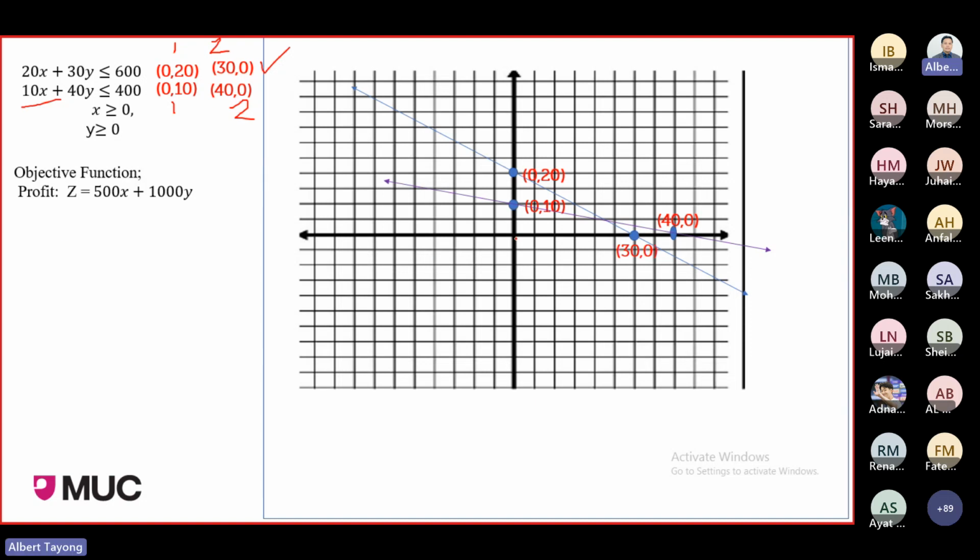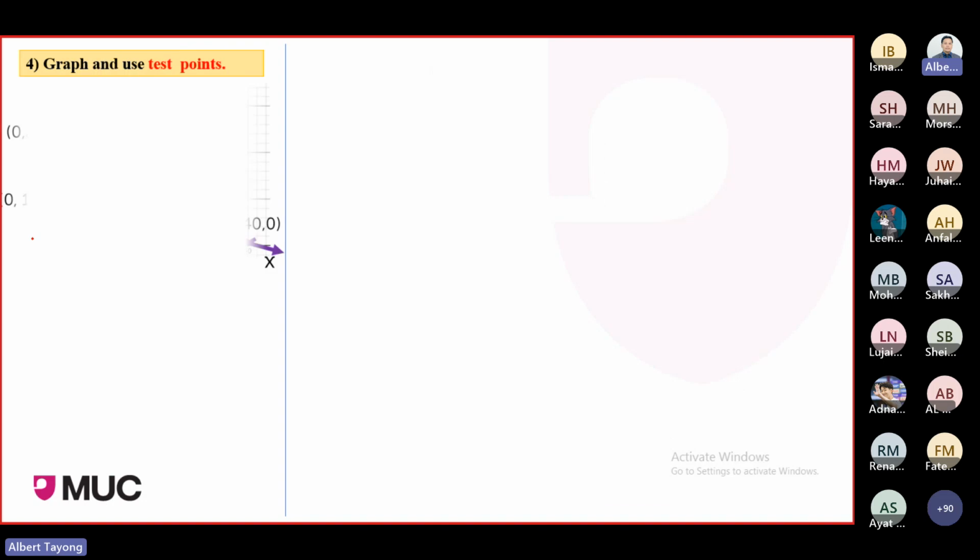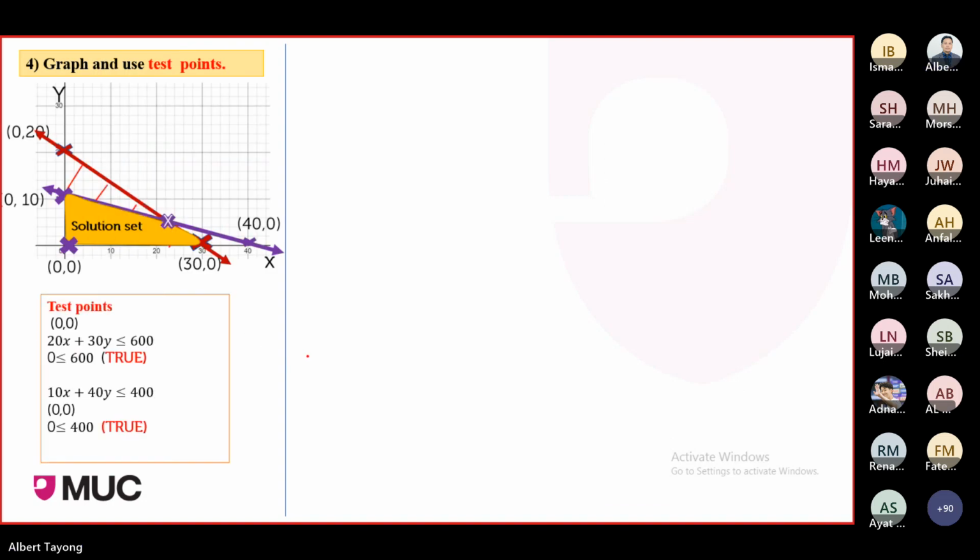Okay, so you can use 0, 0, for example, the best test point. 0, 0, as you can see, is below the lines, below the purple line and below the blue line. So let's test if you're going to put 0 there. Yes, if you put 0 here and here, it will be 0 less than or equal to 600, which is true.